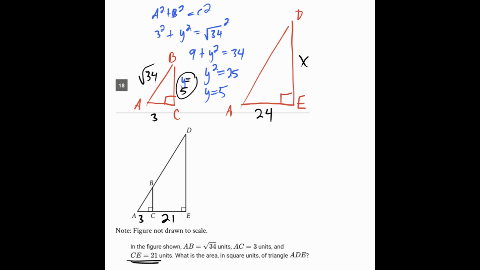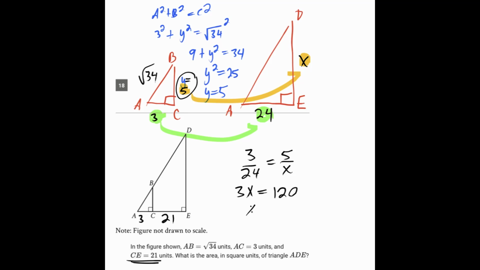Now we can write a proportion. We can say this over this equals this over this. And that can be our proportion. So let's write that out. 3 over 24 equals 5 over x. Cross multiply. 3x is 24 times 5, which is 120. Divide by 3, x is 40.